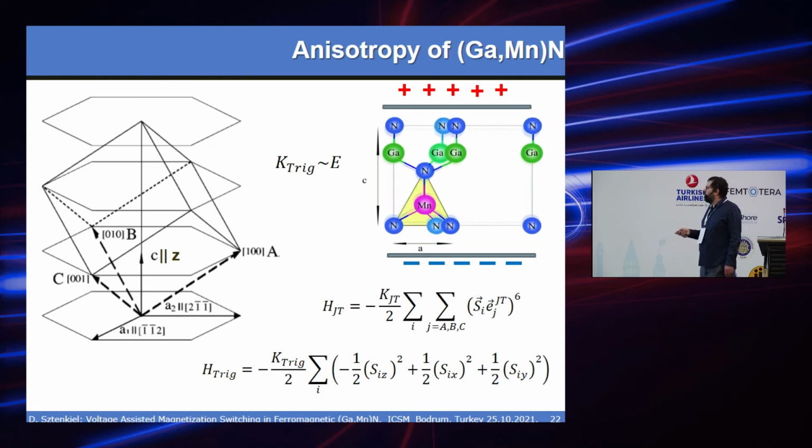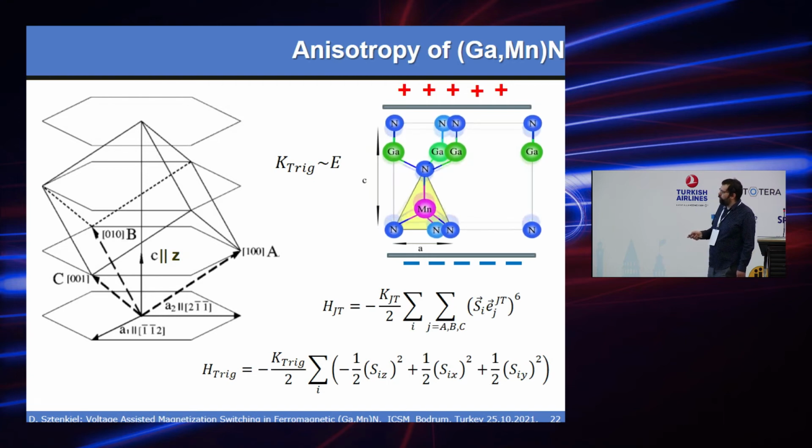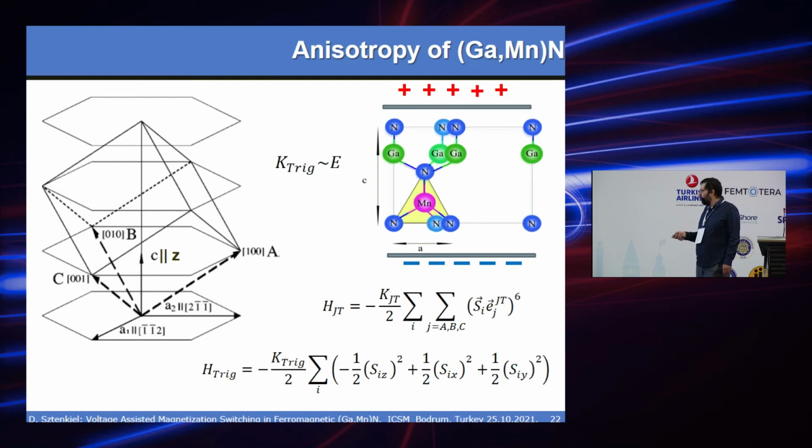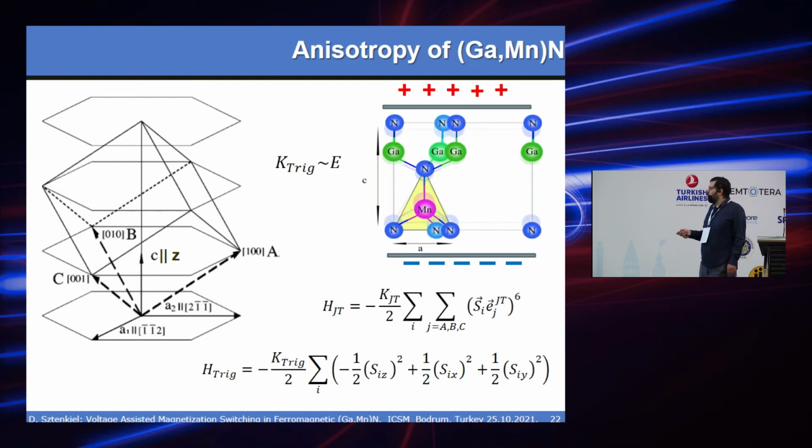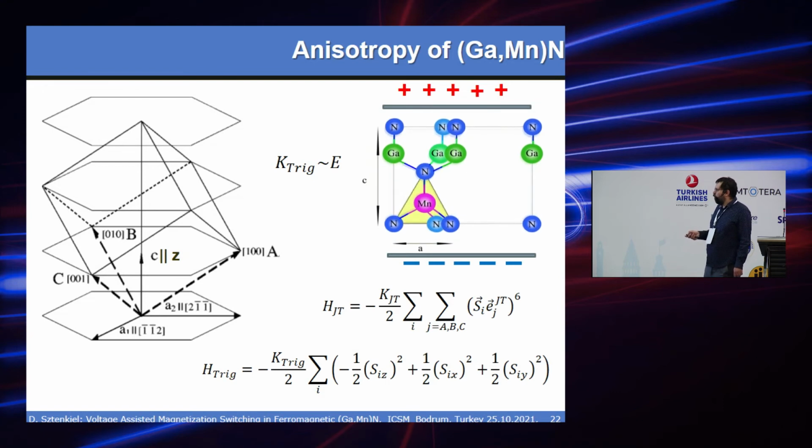And we also take into account triaxial anisotropy originating from the Jahn-Teller effect. So we have three easy magnetic axes along a, b, and c as denoted here. And here is the c-axis of the crystal. This is, in fact, cubic anisotropy. And we assume that this cubic anisotropy is not controlled by electric field.